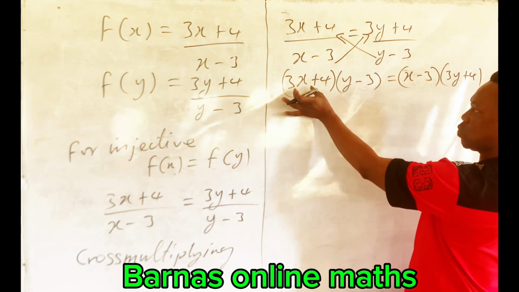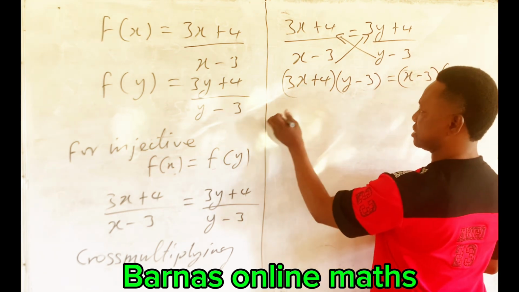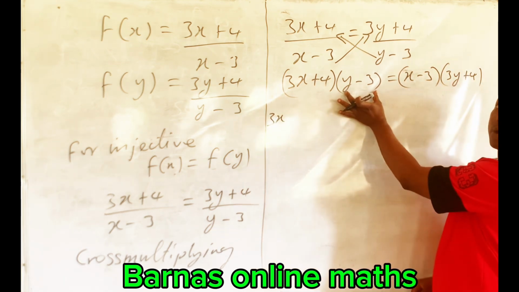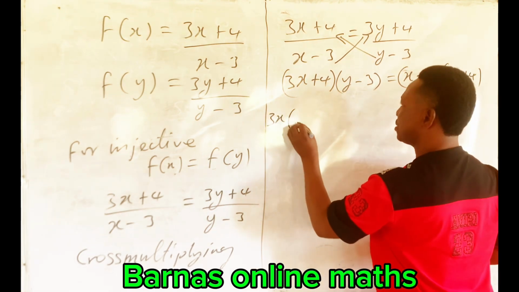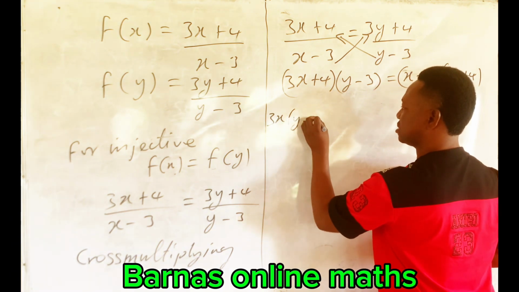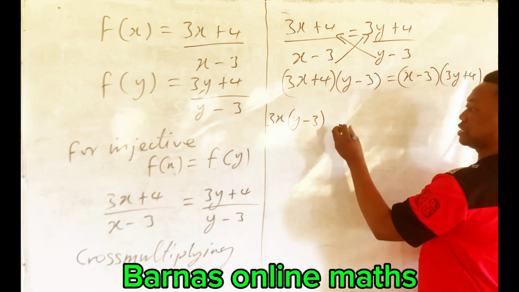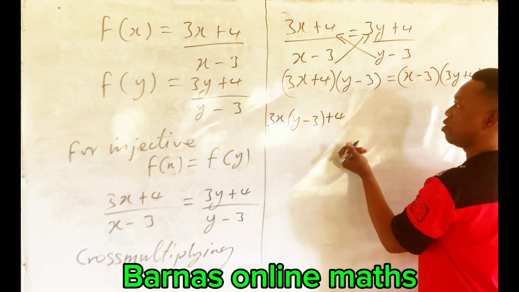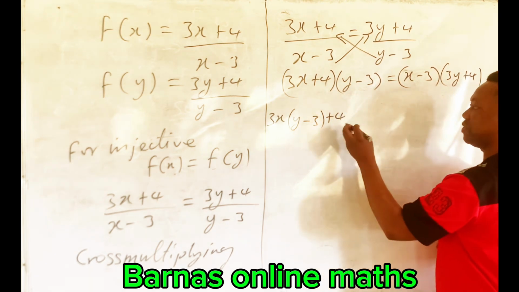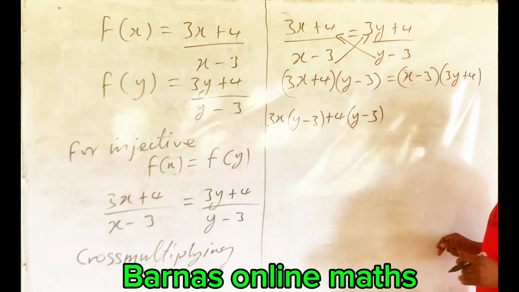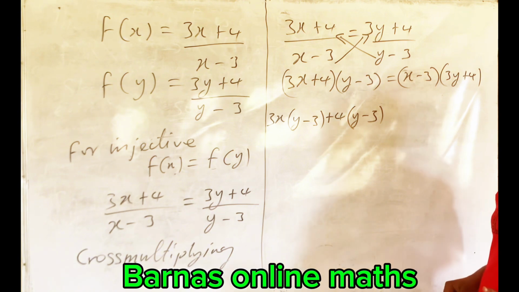For us to expand this, what is the first term here? The first term here is 3x, which will multiply the whole of this, which is y minus 3. Then followed by the second term here, which is plus 4, which will also multiply the whole of this, which is y minus 3. So that is all in the left hand side.